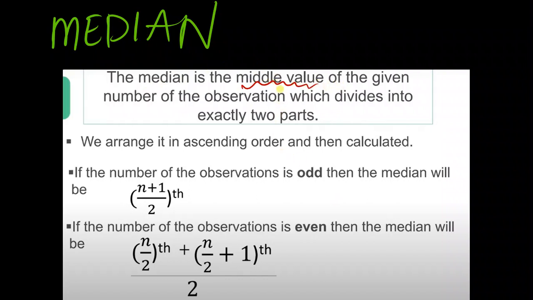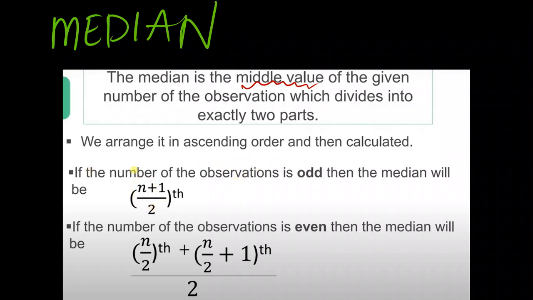Moving on to median. Now we say median is the mid value or the middle value of the given number of observations, which divides it into exactly two parts, like the midpoint, right? So how do we find out the median? First of all, whatever data is given, we arrange it in ascending order. Ascending or descending you can arrange it, but mostly we do it in ascending order. And then we calculate it.